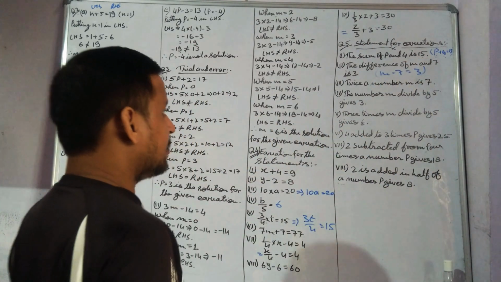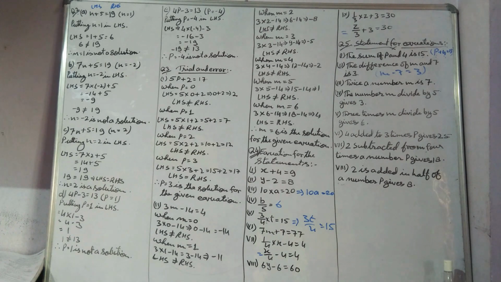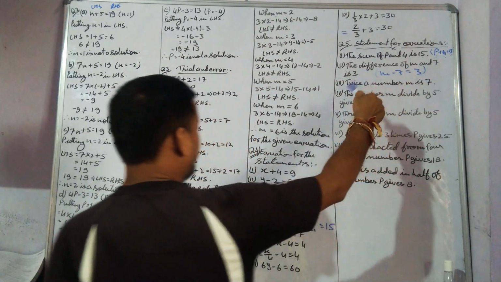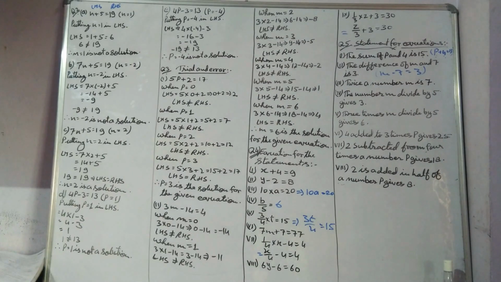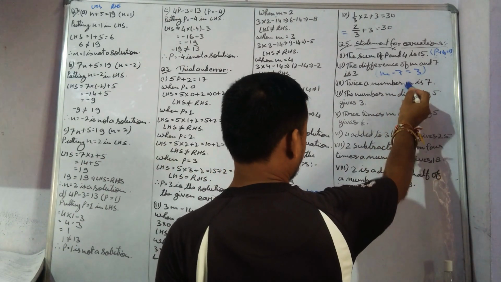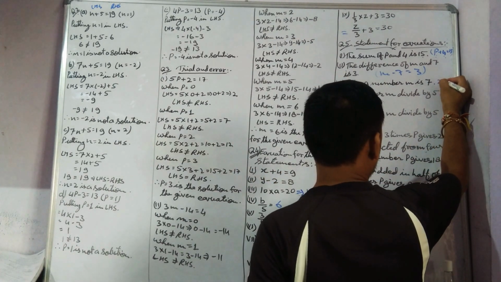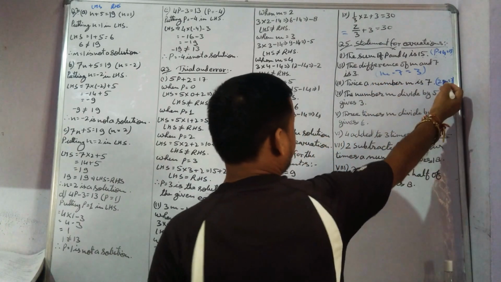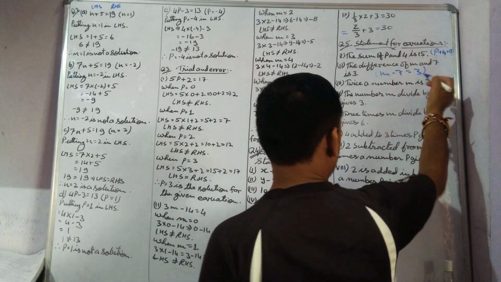So it means that the difference of m and 7, or you can also write that when 7 is subtracted from m, it gives 3. So in both ways you can write the difference of m and 7 is 3, or if we subtract 7 from m it gives 3. Now third number is 2m equals to 7. So we will write twice a number m is equal to 7.